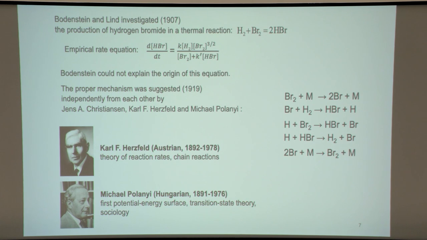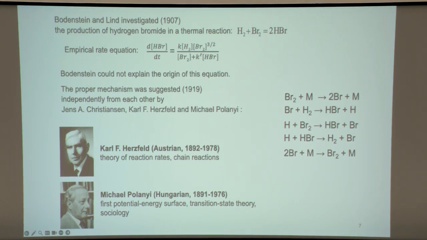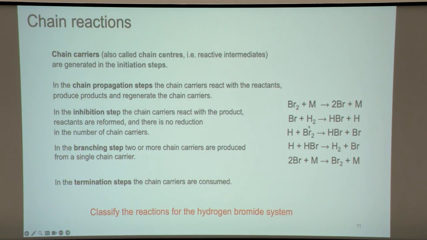So again, how do they do this? Just very much the same way, right? Bodenstein and Lind, Christensen, these guys were all together in Austria and Germany doing research together. They're doing different types of reactions. In this case, hydrogen plus bromine were reacted to make hydrogen bromide. And again, when they did the experiments, they found a weird rate equation. It's bromine raised to the three halves, and there's sometimes even a denominator term, K prime times the concentration of hydrogen bromide. So again, it's not following simple mass action kinetics. Something complex is happening. And then in Christensen's thesis in 1919, he presented the reaction mechanism, okay?